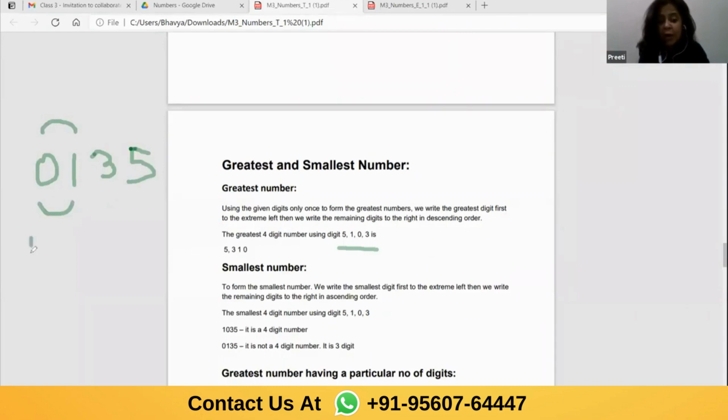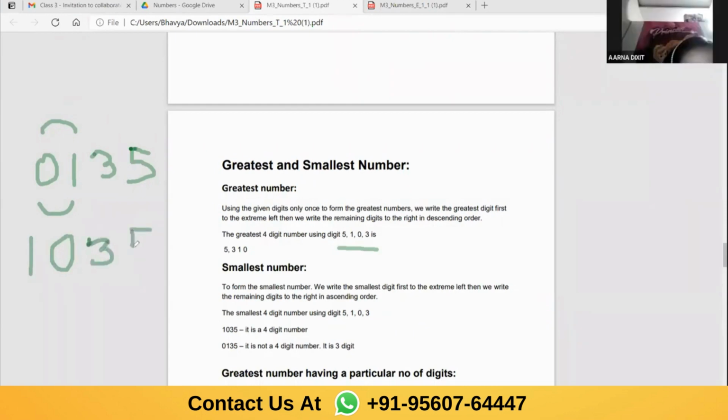In place of 0, I'm going to write 1. In place of 1, I'm going to write 0. Rest of the digits will remain the same. Now, does it look like a 4-digit number? Yes, ma'am.